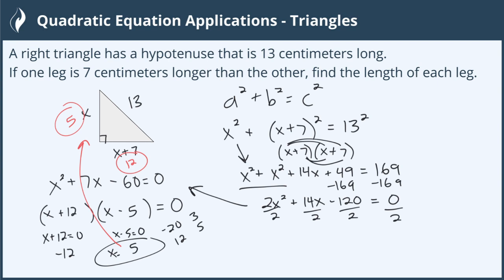And one way you could check this is by now using the Pythagorean theorem again to say 5 squared plus 12 squared and make sure that equals 13 squared, which it does. So that means your two answers are correct.